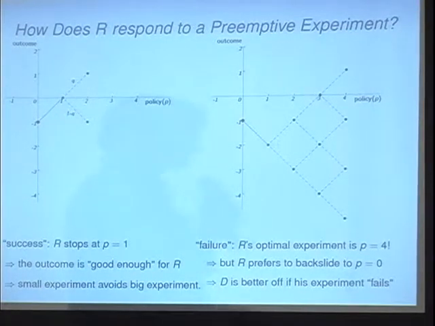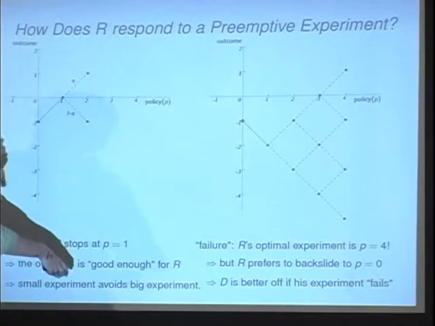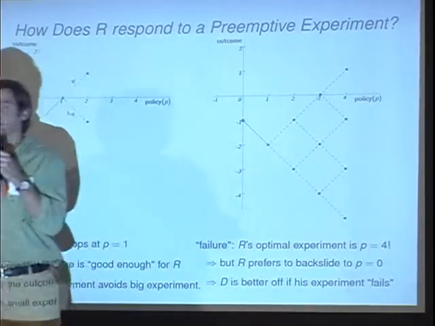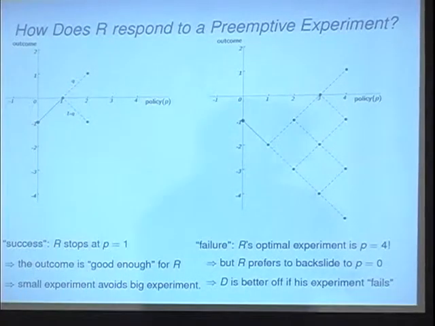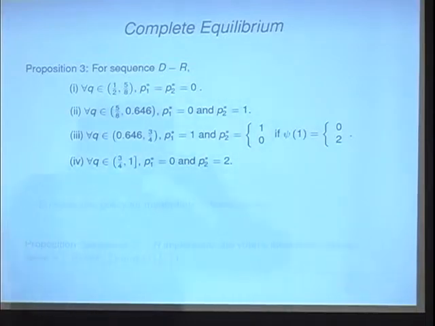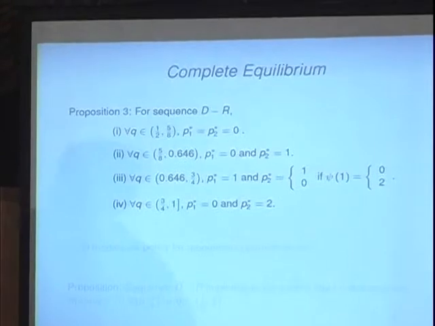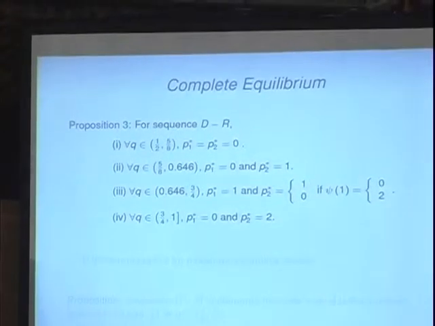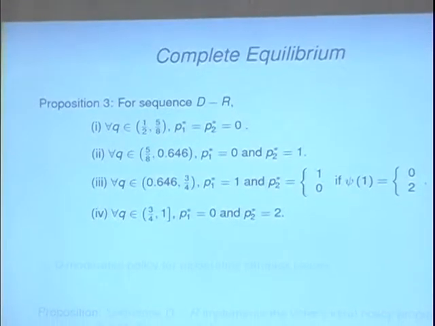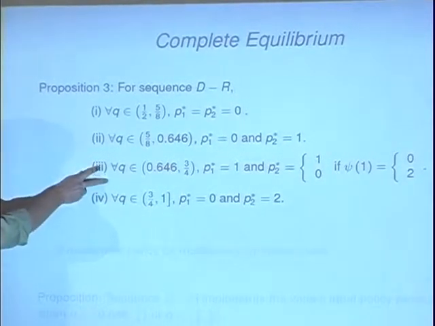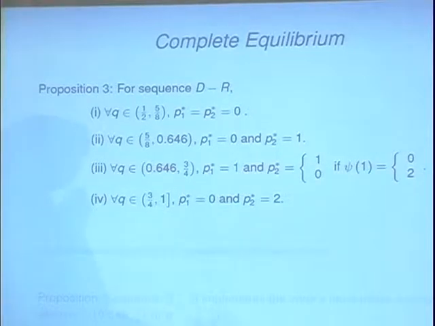All right. So in aggregate, we've got a small experiment that could head off a big experiment if it succeeds, and if it fails, it actually makes the Republican less inclined to experiment and the Democrat gets his ideal. All right, so you put those two together, and in aggregate, this makes it profitable for the Democrat to engage in a small experiment or a preemptive experiment in the first period. All right, so for the sequence DR, we have 4 possible cases. The case I've just run through is this third case here. All right, so that's the only case where the Democrat preemptively experiments.